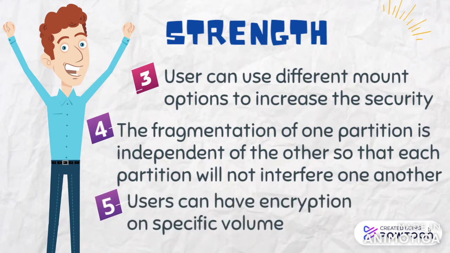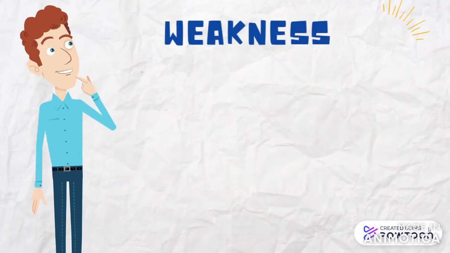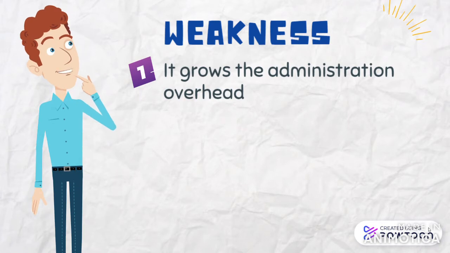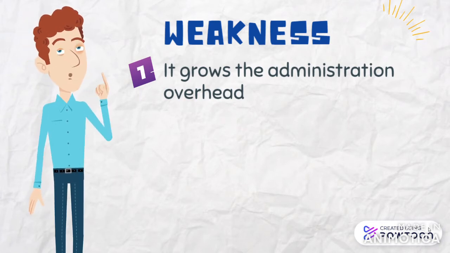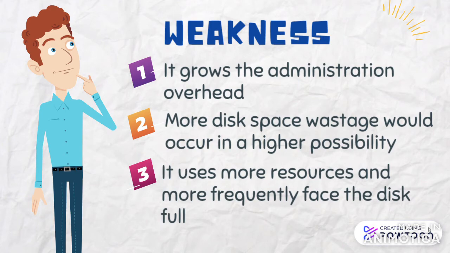Lastly, users can have encryption on specific volume. Now are the weaknesses of ext4 file system. The first weakness of ext4 is it grows the administration overhead. Next, more disk space wastage will occur in a higher possibility. Not only that, it uses more resources and more frequently faces the disk full.